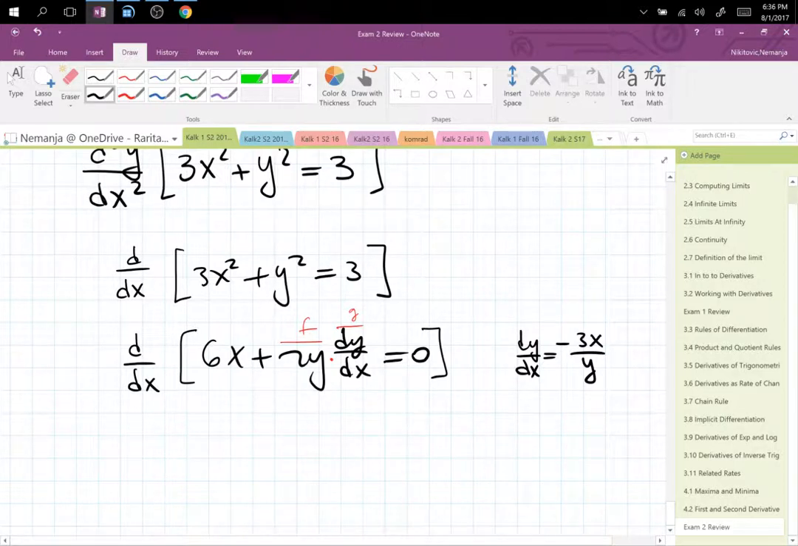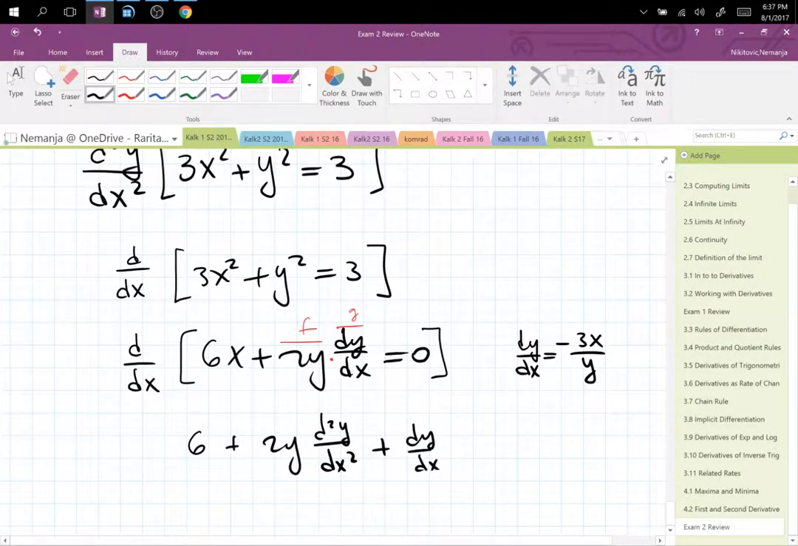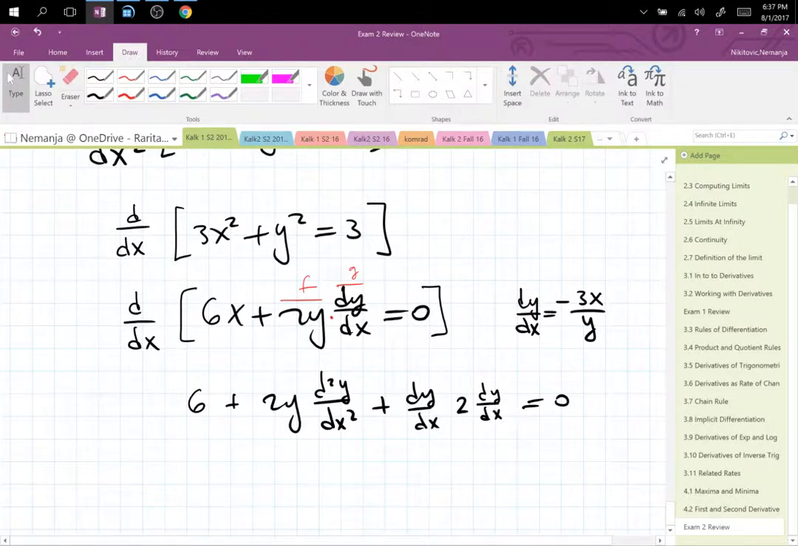Sure. So let's go. Derivative of 6x is 6 plus copy the first times derivative of the second plus copy the second times derivative of the first. But remember, I'm taking the derivative of y with respect to x, so I have another dy/dx there, equal to 0. And now, each one of these dy/dx's is negative 3x over y.